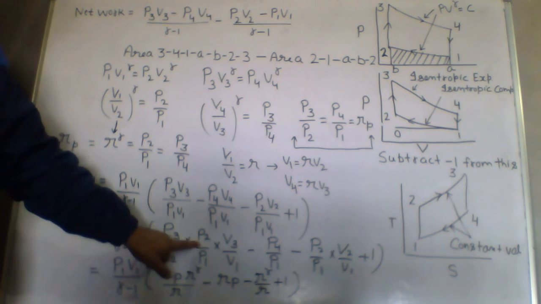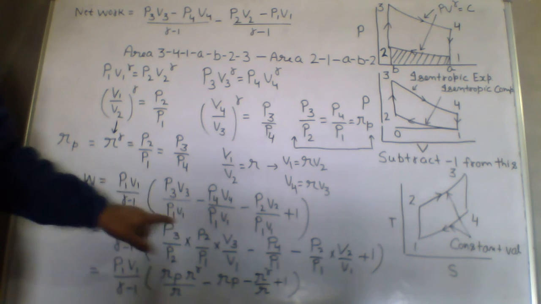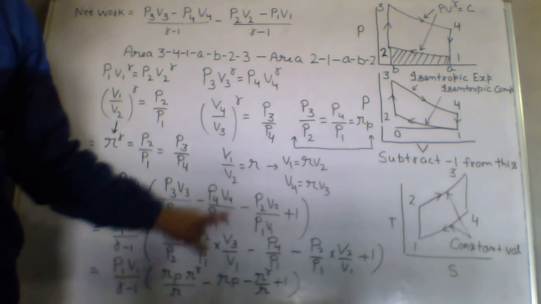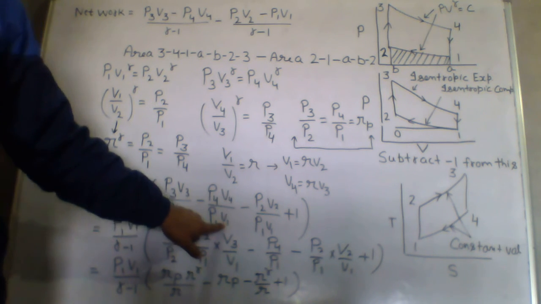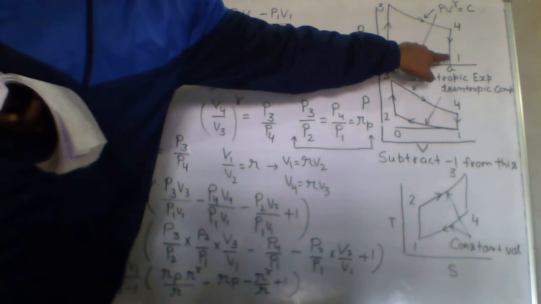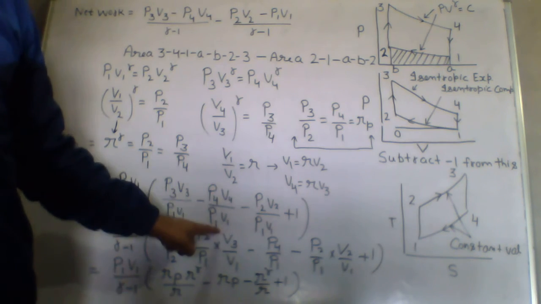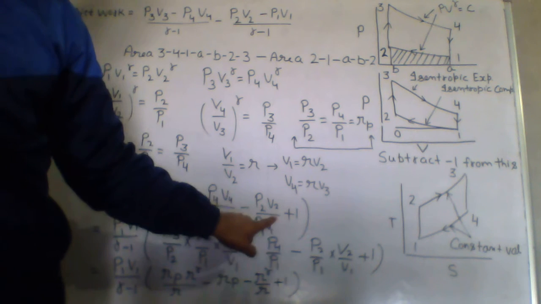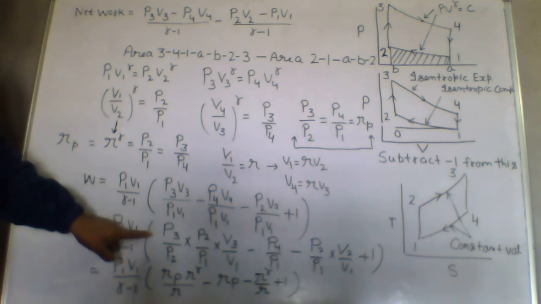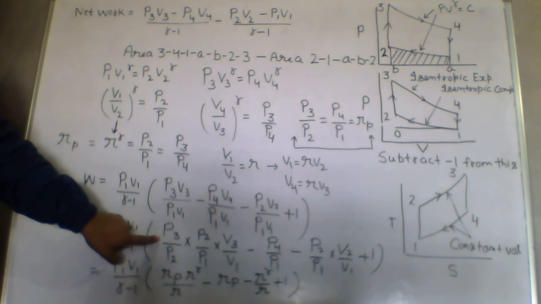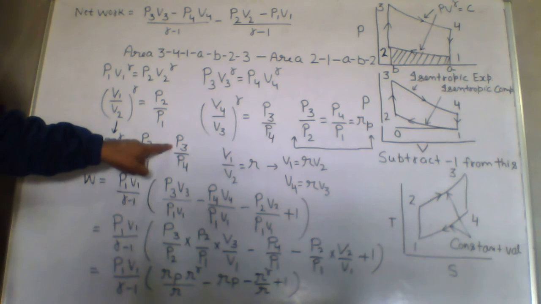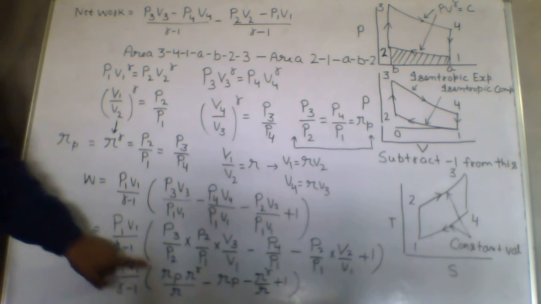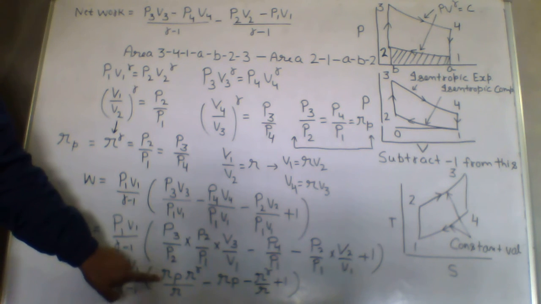Now in this equation, multiply by P2 and divide by P2. V4 by V1 will cancel out, because you can see in the PV diagram V4 and V1 are the same. So V4 and V1 will cancel out. You will get P4 by P1, and we have this equation. Now you can clearly see P3 by P2. From this equation, what is P3 by P2? It is equal to rp.